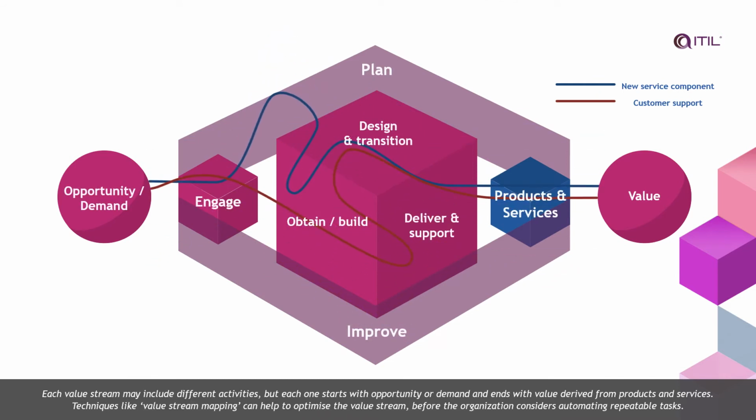Each value stream may include different activities, but each one starts with opportunity or demand and ends with value derived from products and services. Techniques like value stream mapping can help to optimize the value stream before the organization considers automating repeatable tasks.